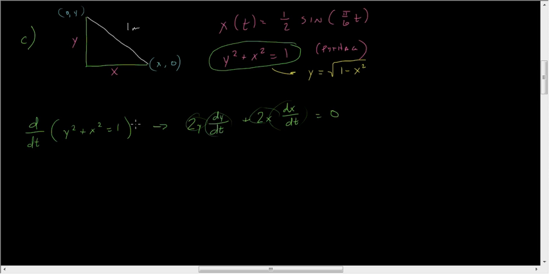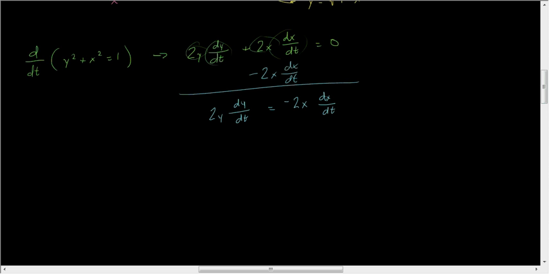Solving this, let's subtract 2x dx/dt from both sides. When we do that, we get 2y dy/dt is equal to negative 2x dx/dt. And from here, we'll divide both sides by 2y. When we do that, we get dy/dt, the speed at which the endpoint of y changes, is equal to negative x over y times dx/dt.